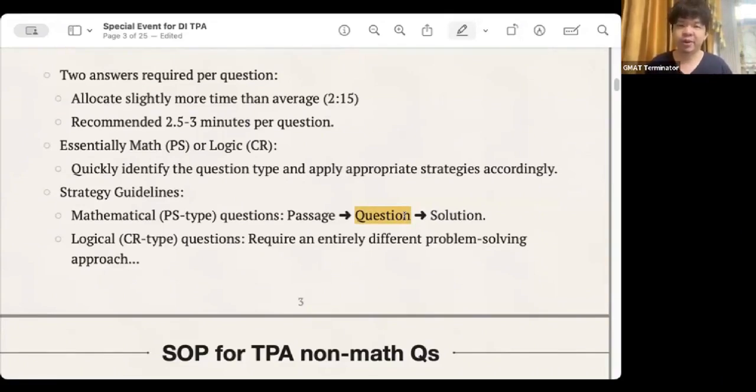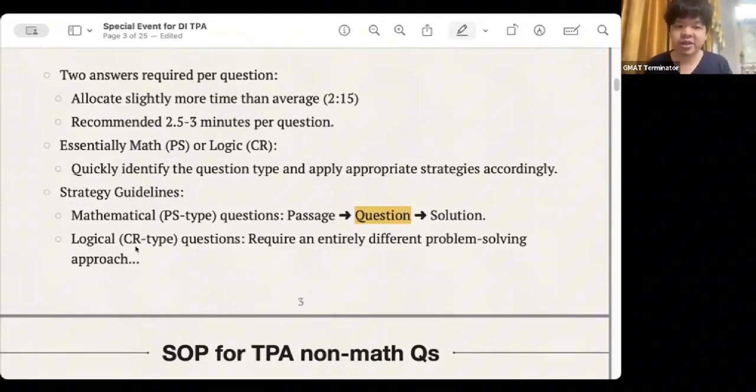There's no point in looking at the question first. You really need to read through the passage first. Understand what numerical relationships are already given in the passage, and then look at the question so you know how to piece everything together to solve it. So if it's a math-related question, like the math section of the TPA, I would suggest you just follow this process step by step. Start with the passage, then work through the equations, and finally make your selection.